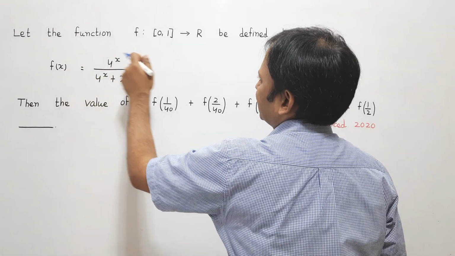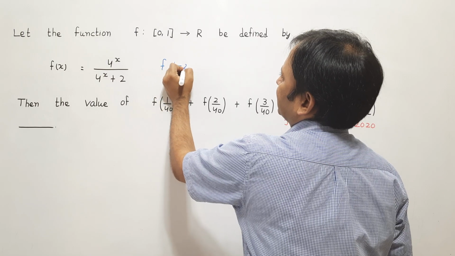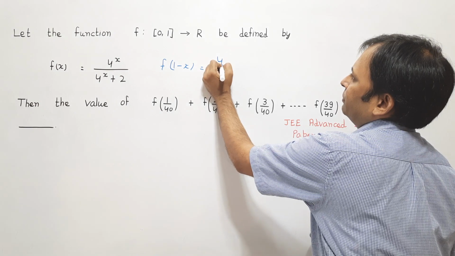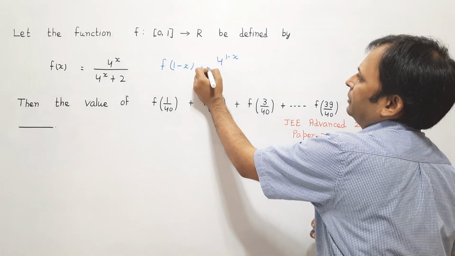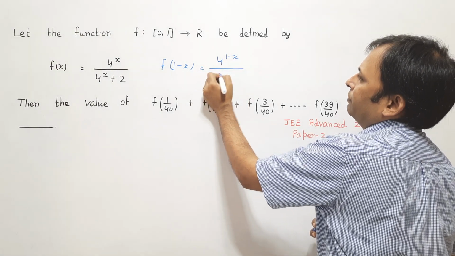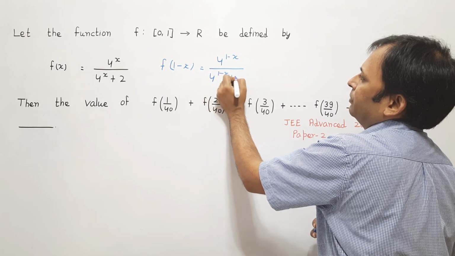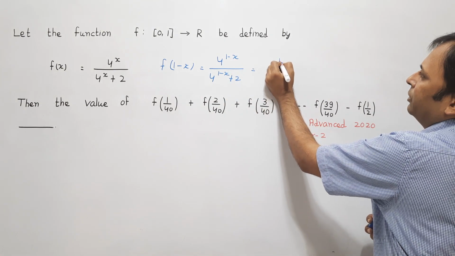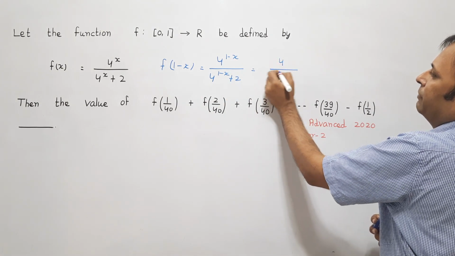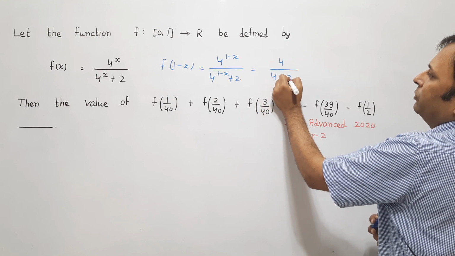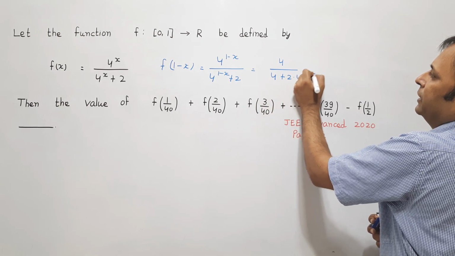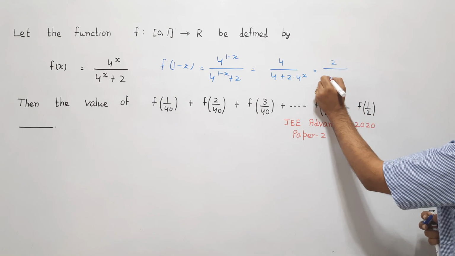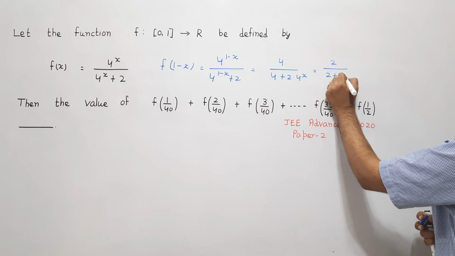If you look at f of x and if I see f of 1 minus x, what is f of 1 minus x? It is 4 raised to the power 1 minus x divided by 4 to the power 1 minus x plus 2. So if I multiply by 4 to the power x in numerator and denominator, I will get 4 divided by 4 plus 2 into 4 to the power x, and if I cancel 2 in both numerator and denominator, I get 2 divided by 2 plus 4 to the power x.